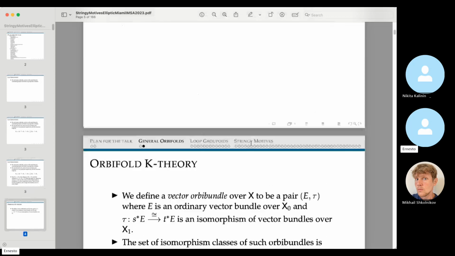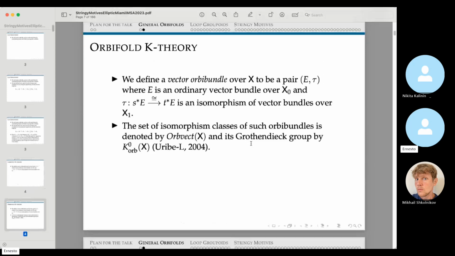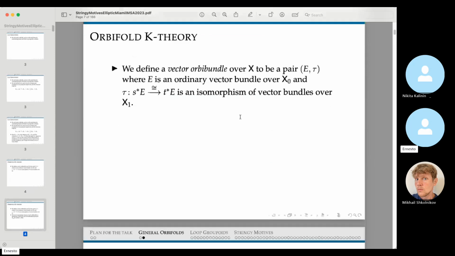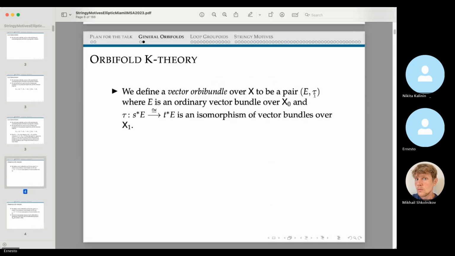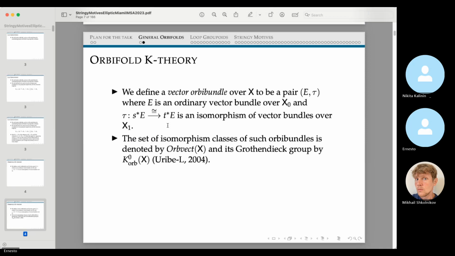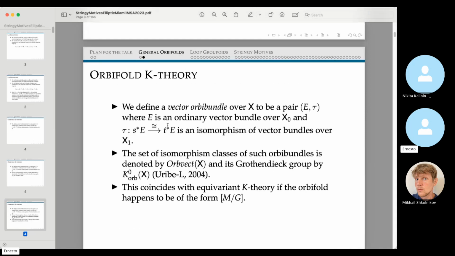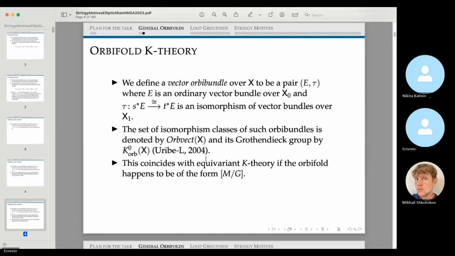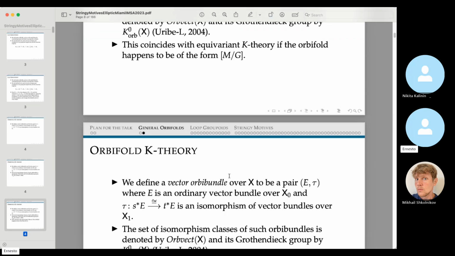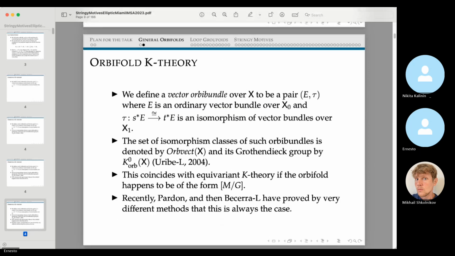So we already saw that orbifold K-theory was formed with equivariant vector bundles or orbivector bundles. Last time this was a vector bundle over the set of objects of the groupoid, and this isomorphism was equivalent to having an action of the local groups. And then you form the orbivector bundles and the K-theory. This was the same as equivariant K-theory if you had just one group acting on a manifold. This is just a review of what we had last time.